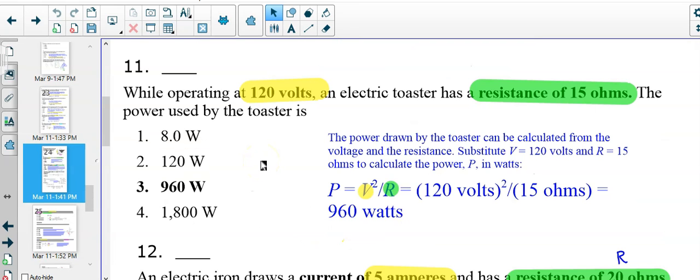Here in question 11, while operating at 120 volts, an electrical toaster has a resistance of 15 ohms. What's the power used by the toaster? So again, we're looking for power. You go to the reference table and look for a power equation that has volts and ohms, and you find this one: P is V squared over R. You simply substitute 120 volts squared divided by 15 ohms, which is 960 watts. Notice volt squared per ohm is also a watt. Very interesting. All right, let's take a look at another one.